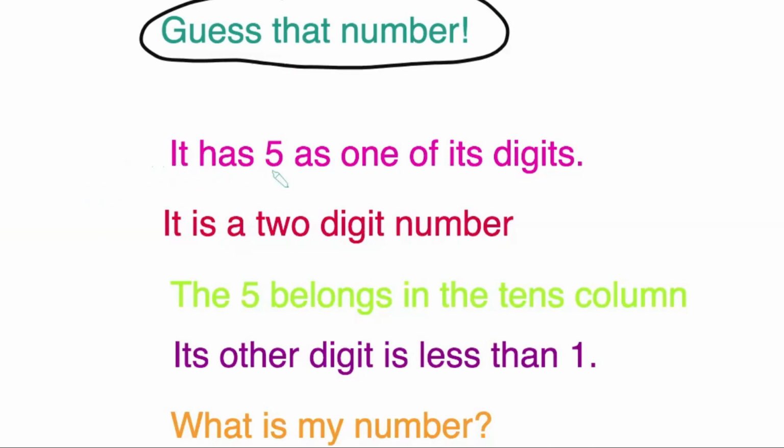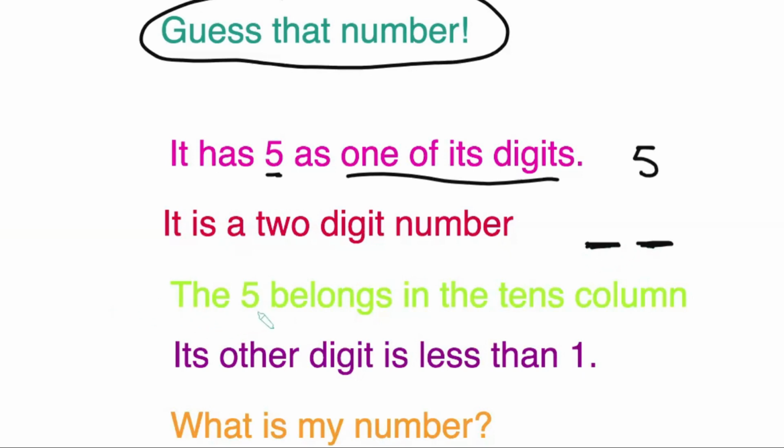So it has 5 as one of its digits. So this number has a 5 in it. Okay. It is a 2-digit number. So it has 2 numbers in it. Okay, it's got 2 digits in this number. Okay, let's put 2 spaces.